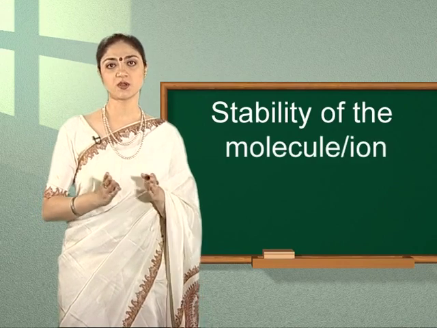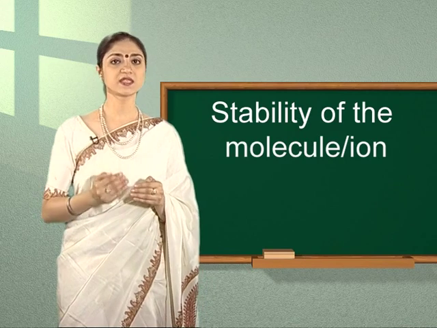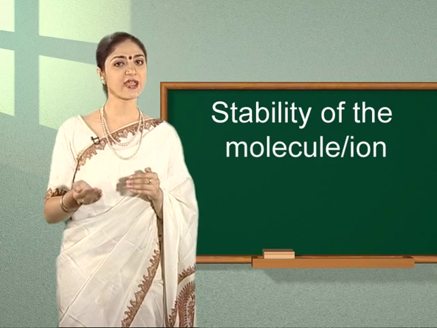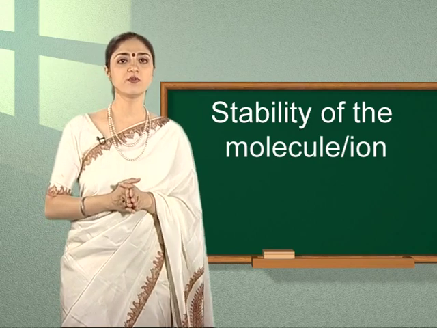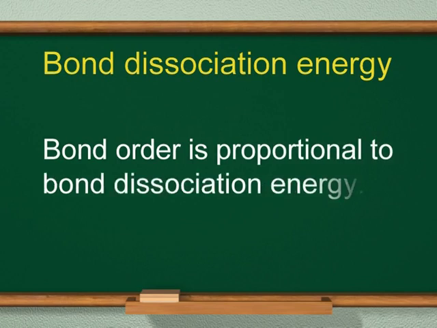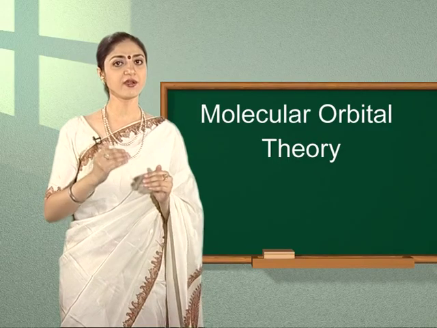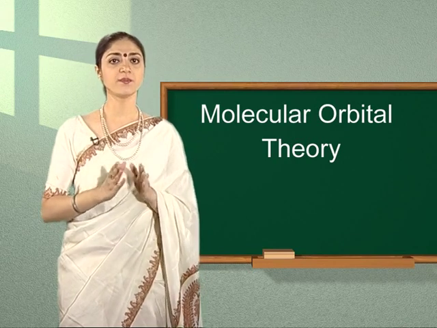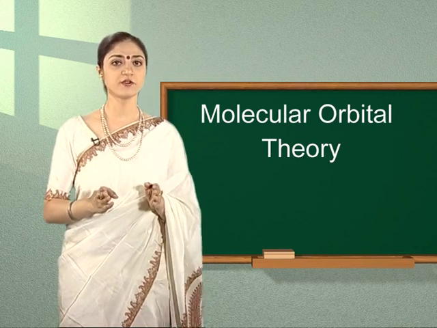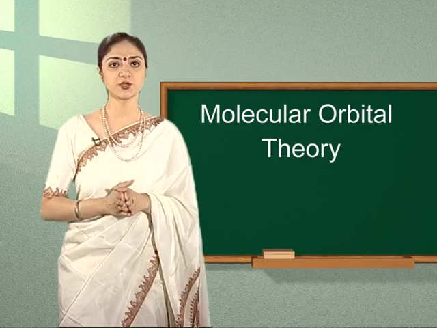Bond order gives the following valuable information: stability of the molecule or ion. If bond order is positive, it means number of bonding electrons is greater than the number of antibonding electrons. Molecule will be more stable. Bond dissociation energy. Bond order is proportional to bond dissociation energy. Higher will be bond order, higher will be bond dissociation energy. Lower bond order will be responsible for the lower bond dissociation energy.